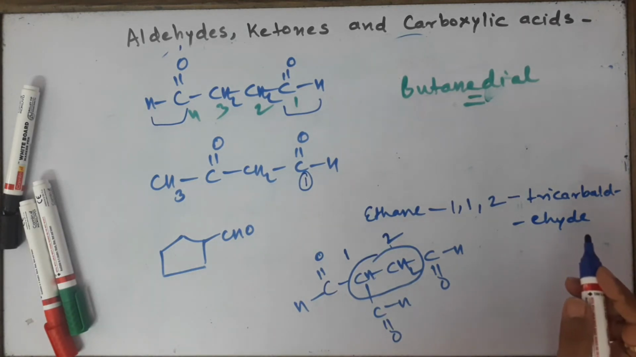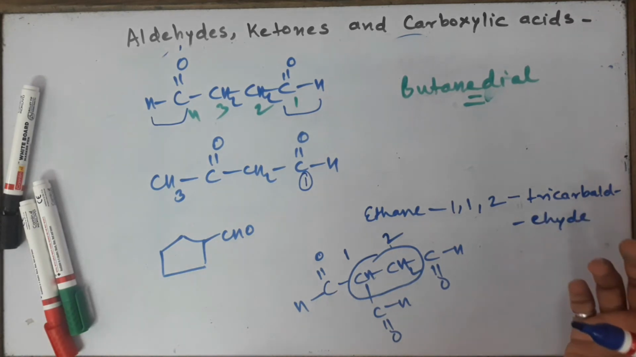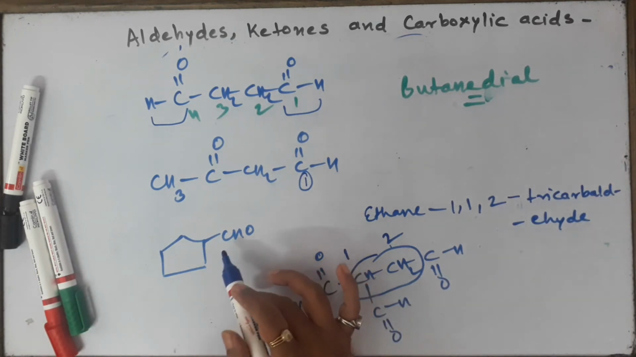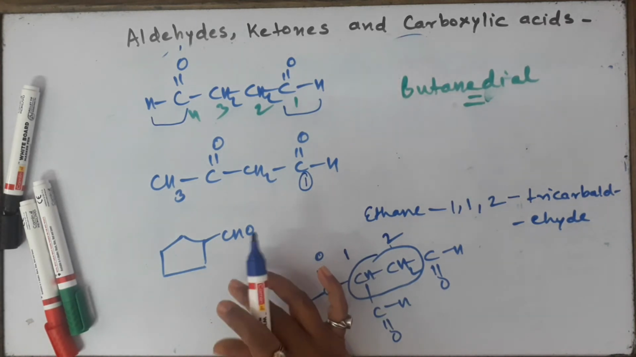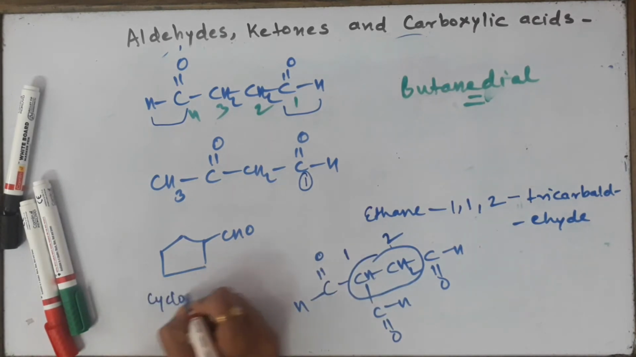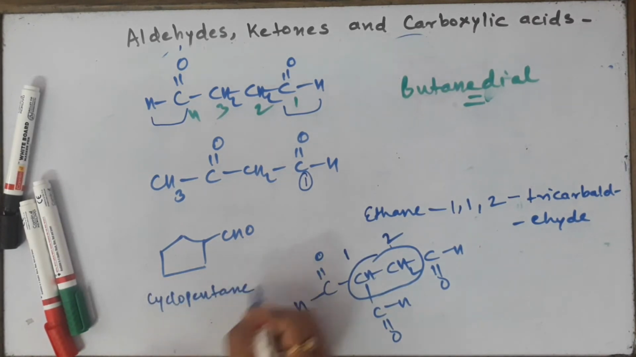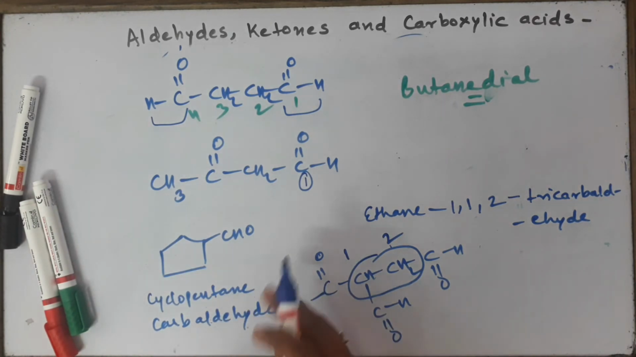So what is carbaldehyde? It's nothing but CHO. Whenever CHO is appearing more than 2 times, then we are going to use this word carbaldehyde. As well as whenever CHO is attached to a ring like this one, it will be called carbaldehyde. Okay, so how are you going to name this? If you talk about this one, look at this. So I can just call it cyclopentane carbaldehyde. This is the IUPAC name, okay? Cyclopentane carbaldehyde. That is the name.